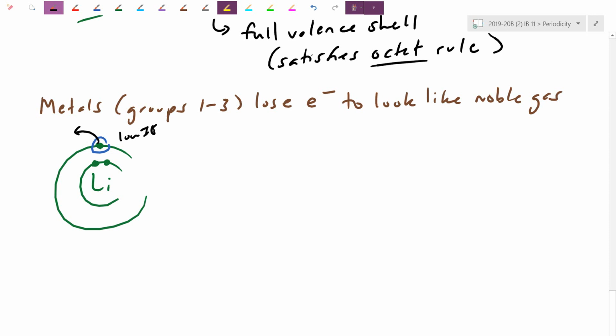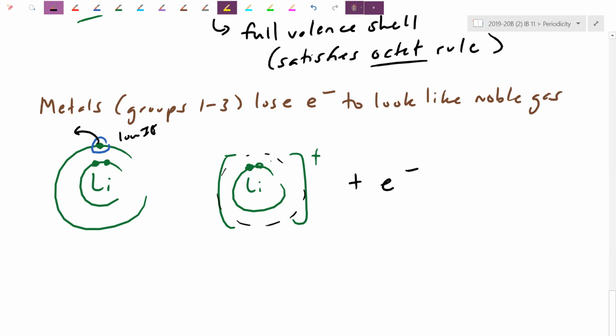So there's lithium. By losing that 1 electron, I didn't touch the core, so I'm still lithium. I now still have the 3 protons and 2 electrons. I'm now a lithium plus 1 ion, and I've lost an electron. I've reverted down a shell. I don't bother drawing shell number 2 anymore, but I now am isoelectronic with helium, and I'm now stable. All metals typically oxidize and lose electrons until they look like this.